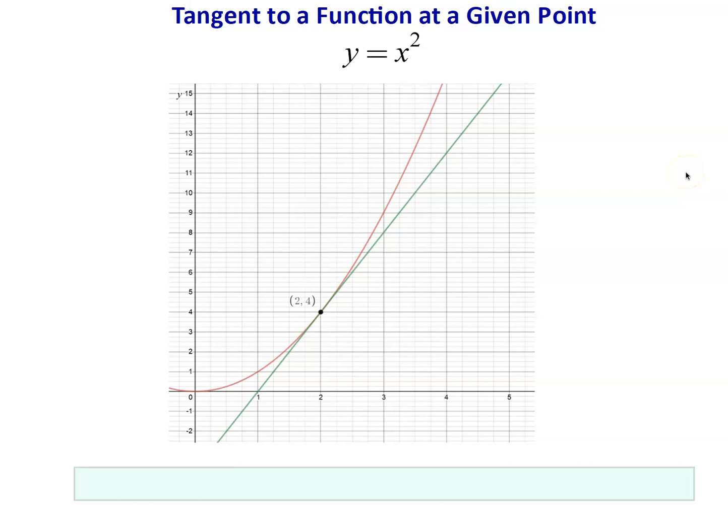Welcome back, students. For this next video, we're going to look at the equation of a tangent line to a function at a given point. First, just a quick reminder as to what a tangent line actually is.